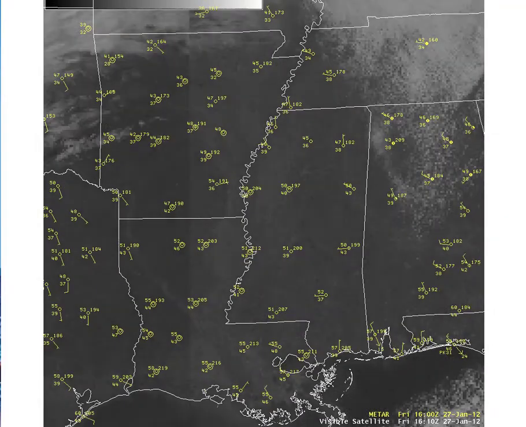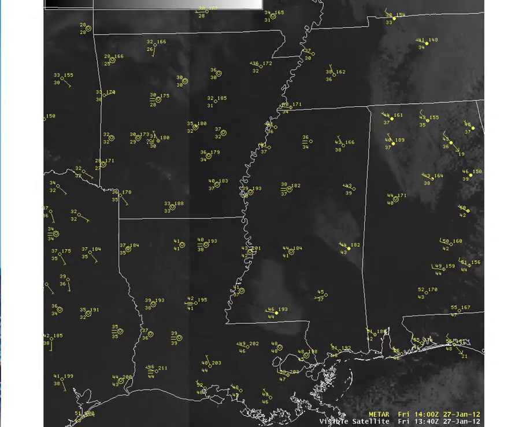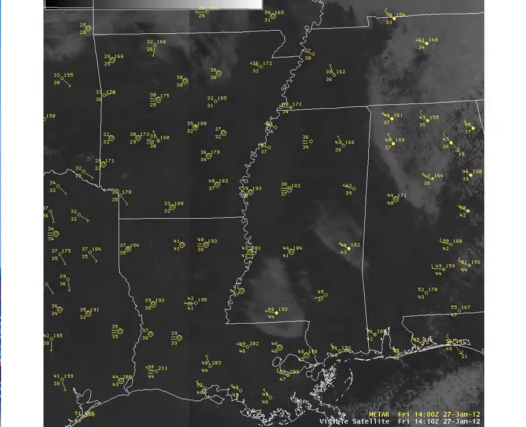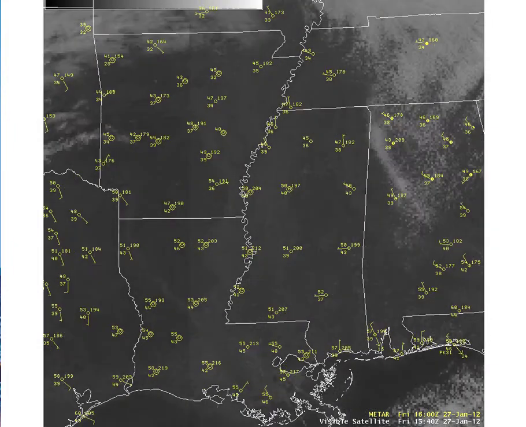We'll end this case with the familiar GOES visible imagery starting from sunrise up to the time from the previous loop. The dissipation of the fog in Mississippi can readily be seen here in the visible imagery.